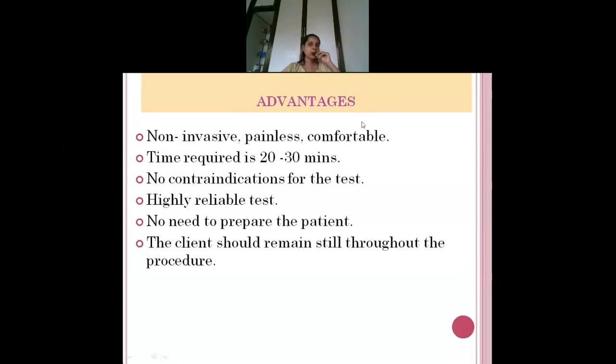Next is moving on to certain other advantages of echocardiogram. It is a non-invasive procedure. Echocardiogram is a painless procedure. It is also very much comfortable compared to the other procedures. The time taken is only around 15 to 20 minutes. Ultrasound will not take long. There are no particular contraindications, so that is a good thing, isn't it?